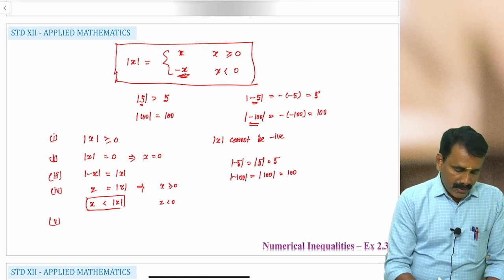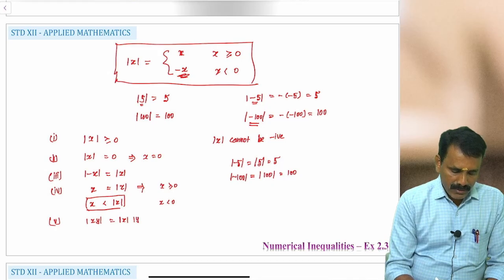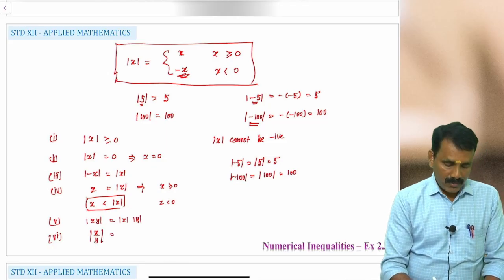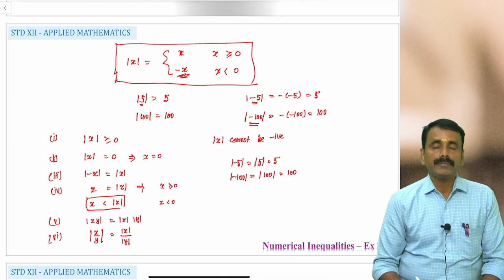Next one, modulus of xy will be equal to modulus of x into modulus of y. Modulus of x by y will be equal to modulus of x divided by modulus of y.